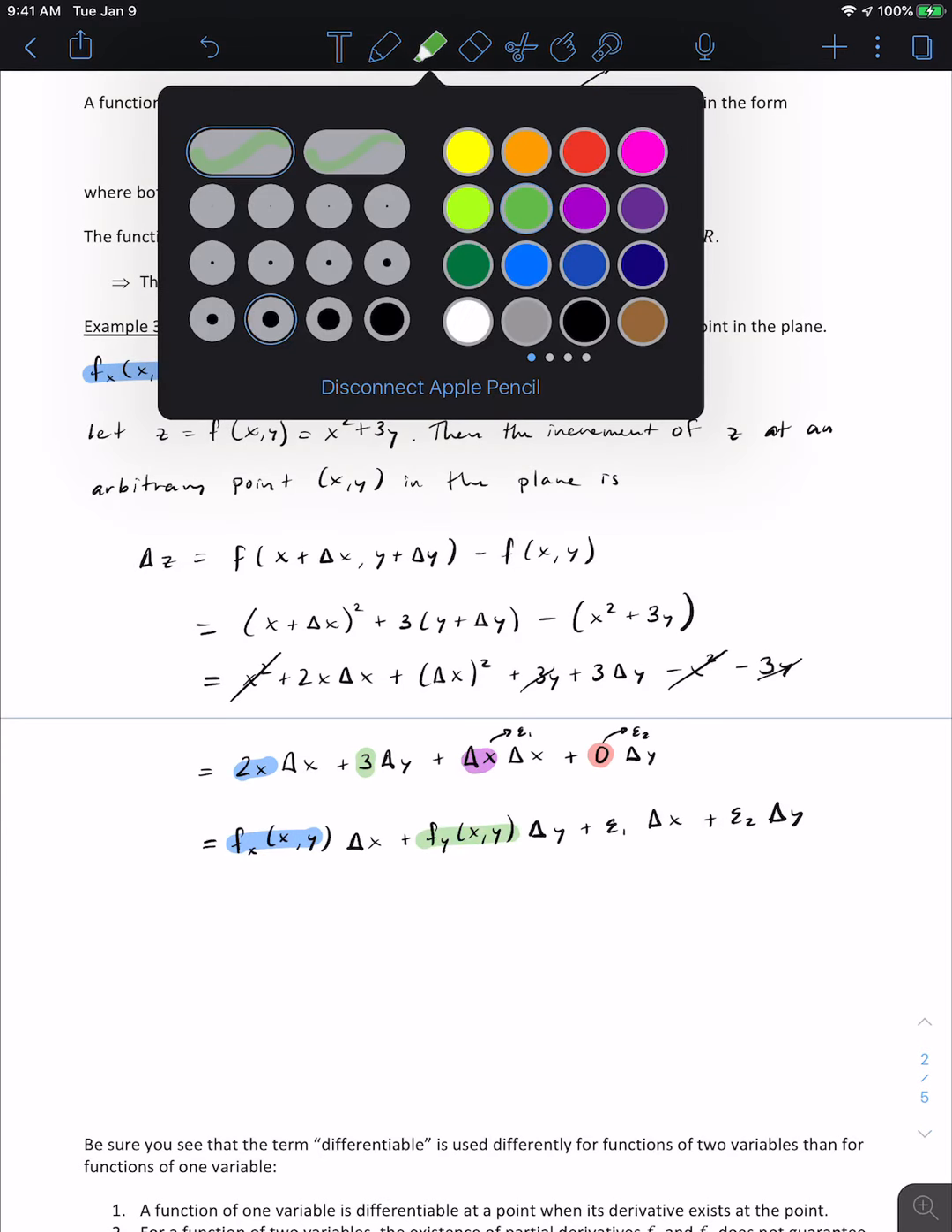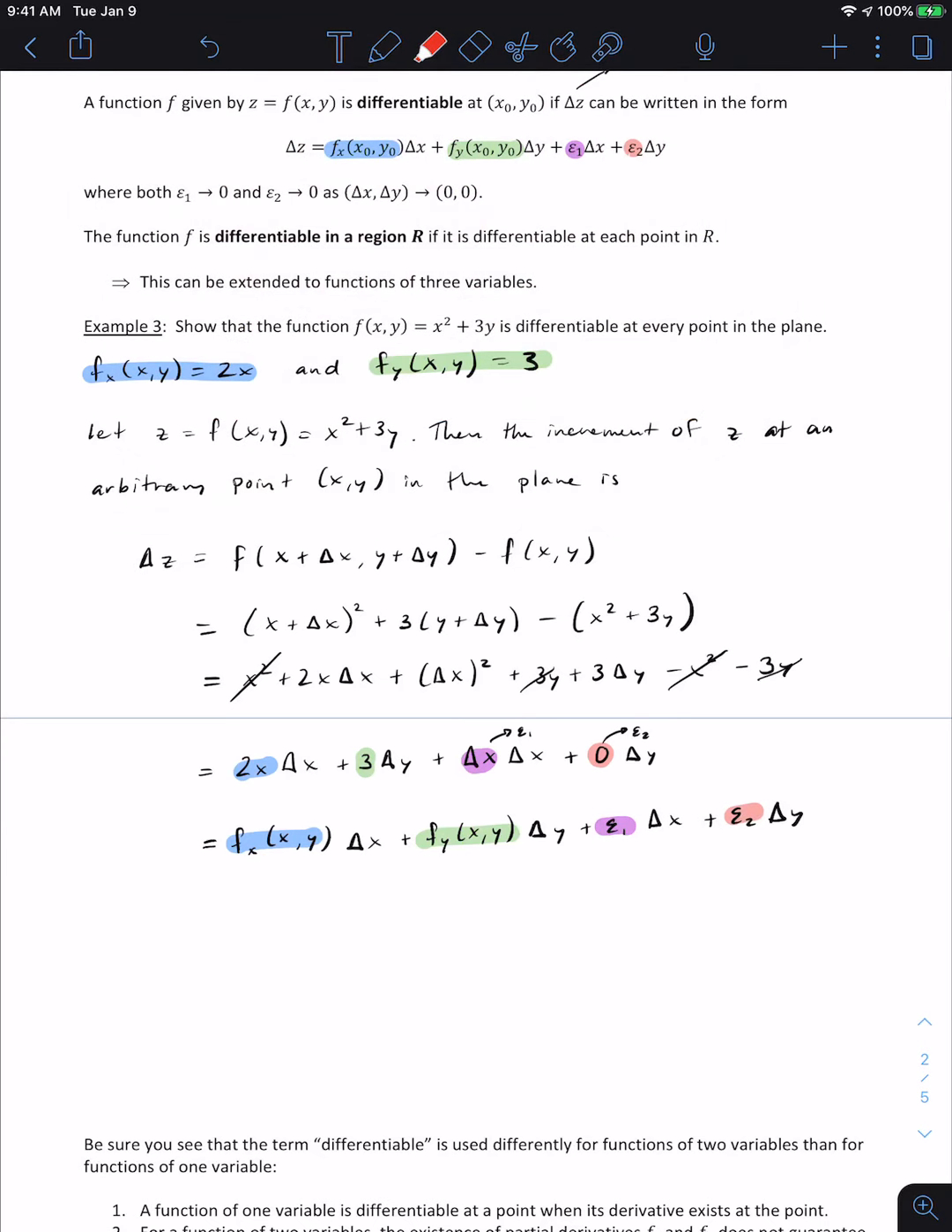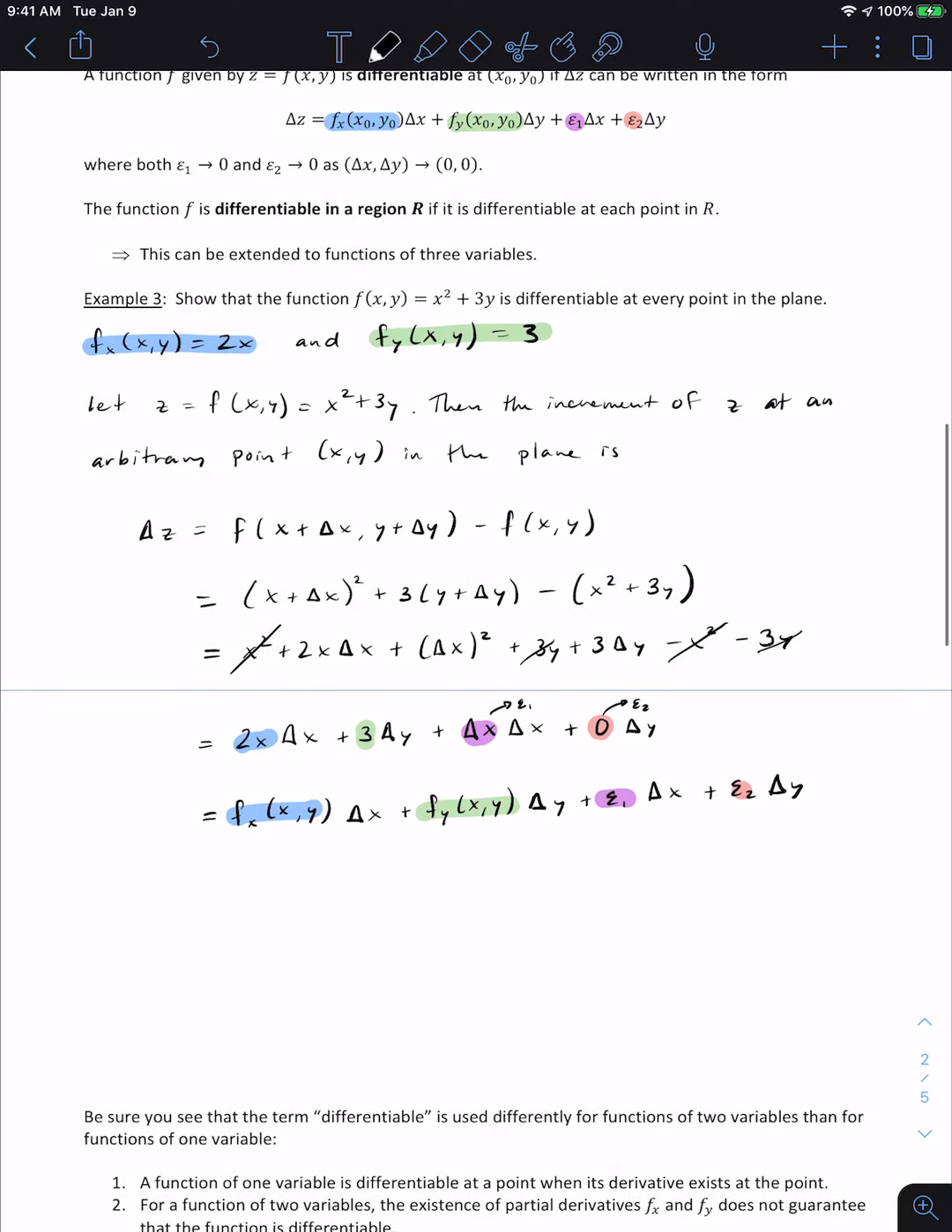And so we'll write our final statement once I get all this written out. So what was the last thing we had to talk about? We had to talk about the fact that epsilon 1 and epsilon 2 both had to go to 0. So let's make sure we talk about that right here as well.